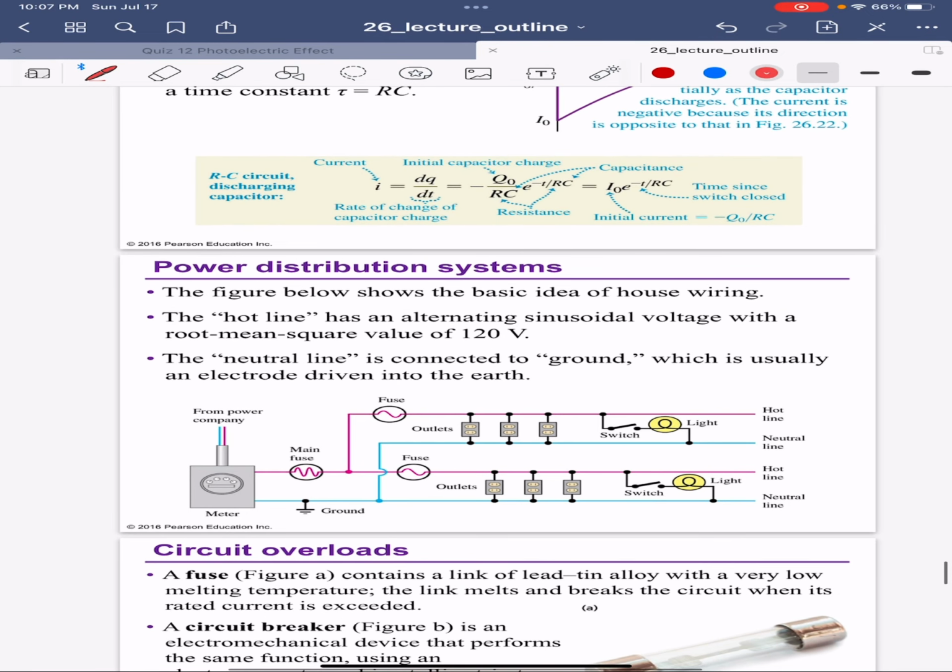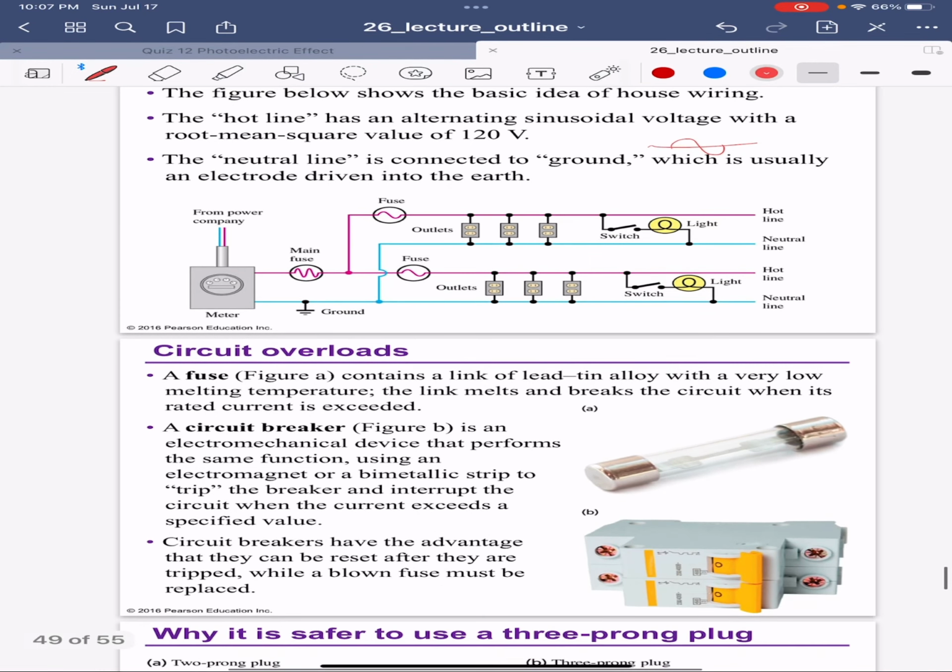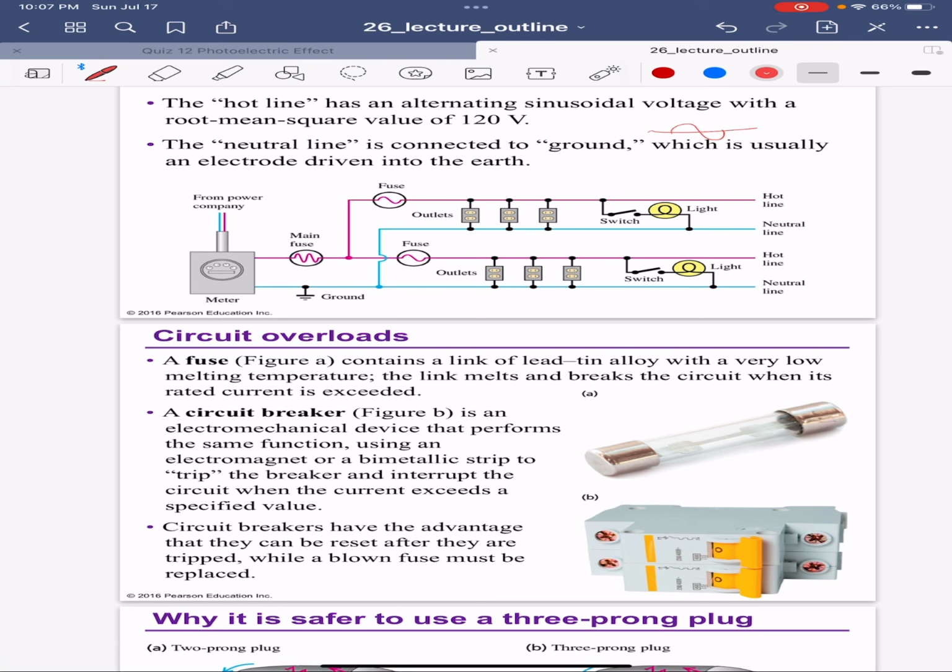Here we see the basic idea of house wiring, where the hot line has an alternating sinusoidal voltage. This means it is a sine wave with a root mean square value of 120 volts here in the United States. The neutral line is connected to ground, which is usually an electrode driven into the earth. We also use tools for safety, like the fuse and the circuit breakers.